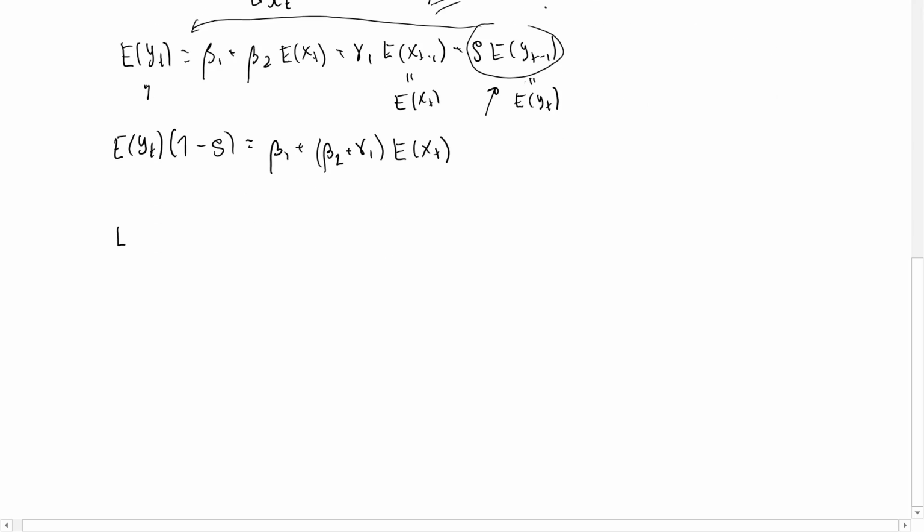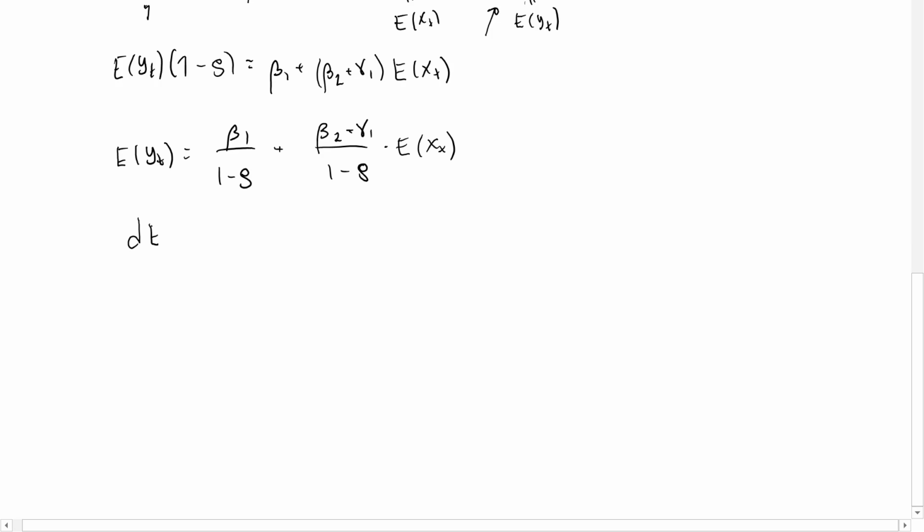If I divide both sides by 1 minus rho, which is okay because I know that rho can't be 1 since I'm working with stationary data, this will be beta 1 over 1 minus rho, plus beta 2 plus gamma 1 over 1 minus rho, times expected value of xt. So if I take the partial derivative, what's the effect on the expected revenue if I change the expected amount that I spend on advertisement by 1 unit? The answer is this constant here, beta 2 plus gamma 1 over 1 minus rho.